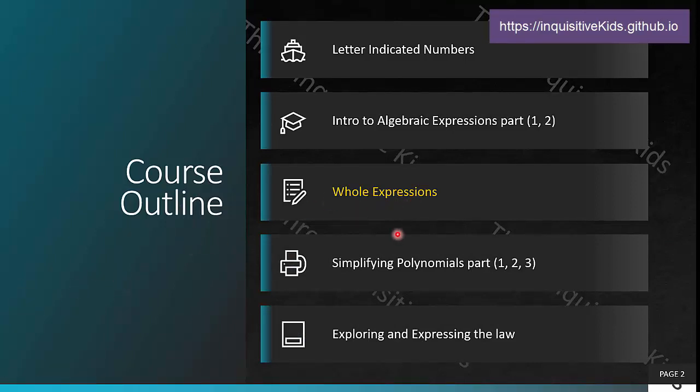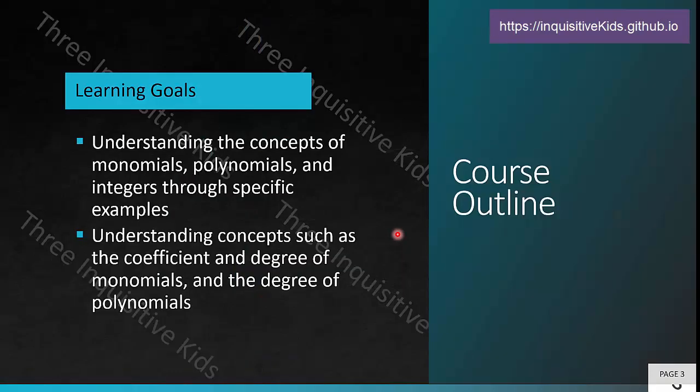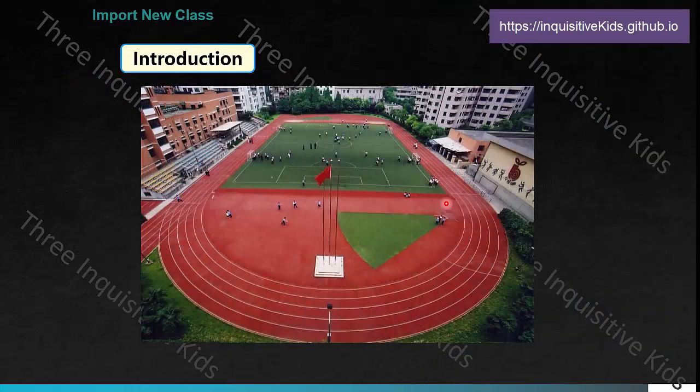This is our lesson today, whole expressions, and our learning goals would be understanding the concepts of monomials, polynomials, and integers through specific examples, and understanding concepts such as the coefficient and degree of monomials and the degree of polynomials. So here's an introduction.